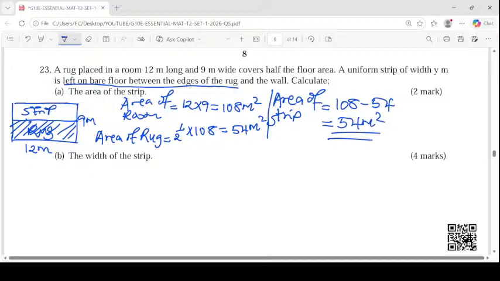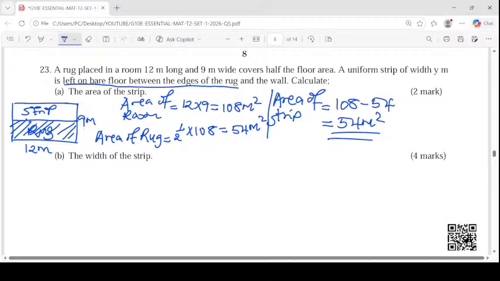Part B, the width of the strip. Now let us express the dimensions of the rug in terms of the room dimensions and the strip's width. Now we need to get the width of the strip.